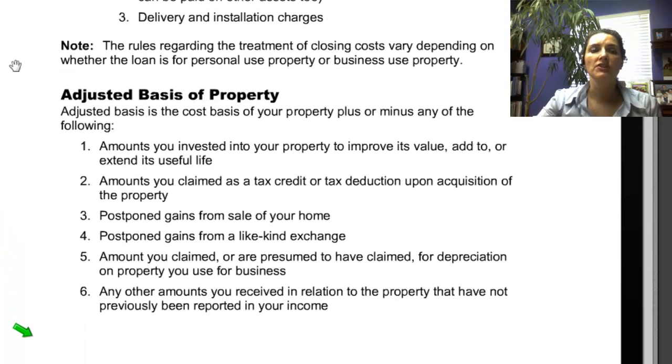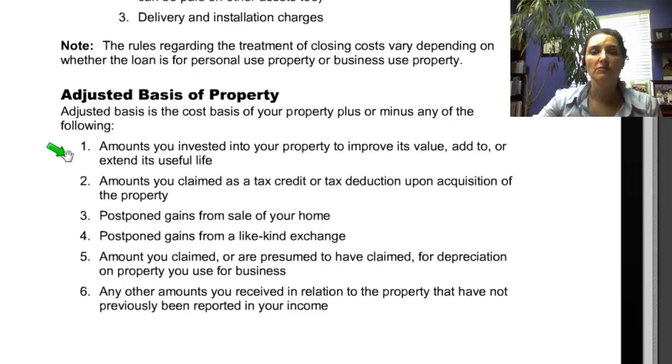Now we're going to learn about something called the adjusted basis in property, and you've probably seen this term used earlier in the course, but today we're going to get more of a grounding in what it means. The adjusted basis is the cost basis of your property plus or minus any of the following, and it could be plus and minus, frankly.